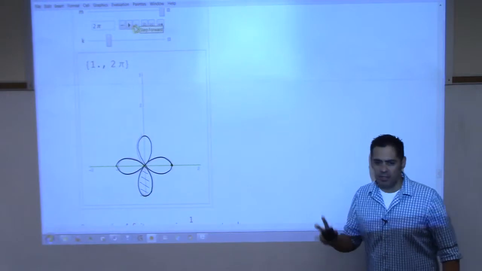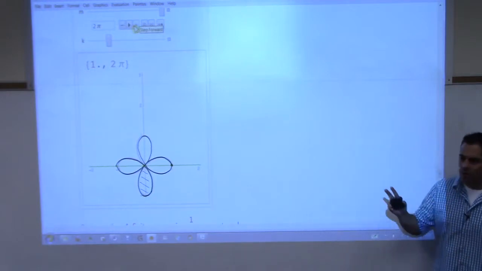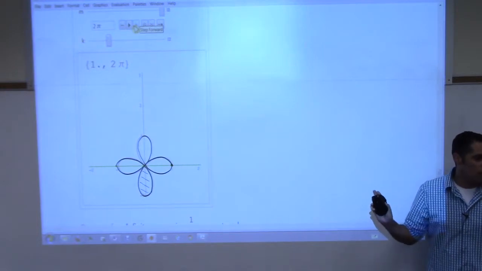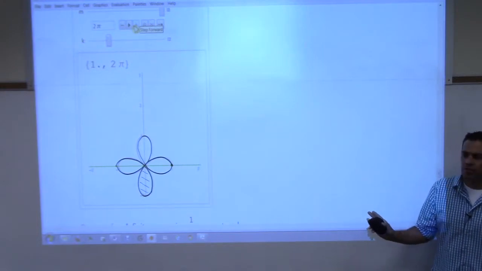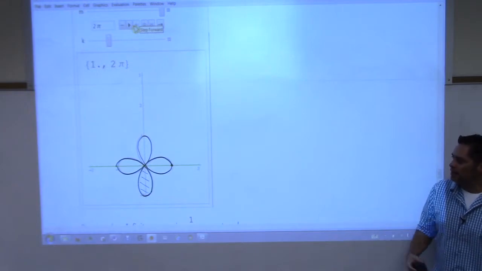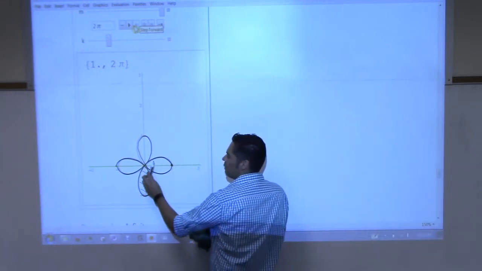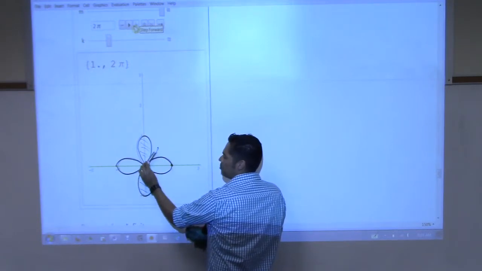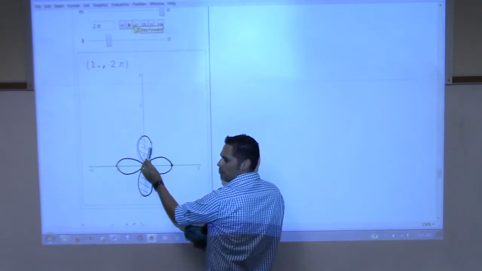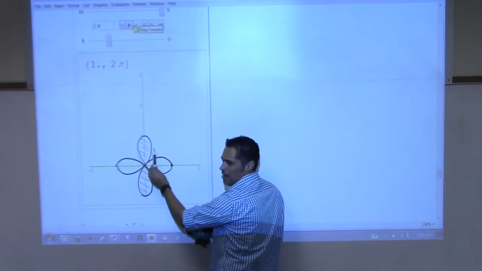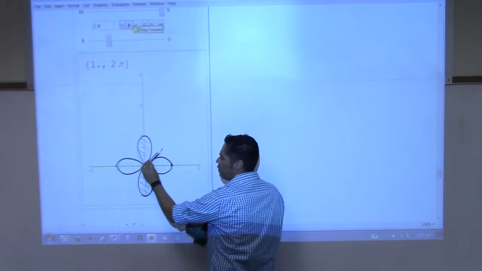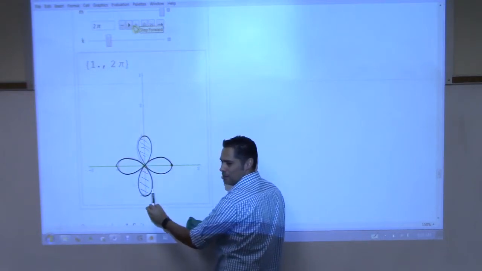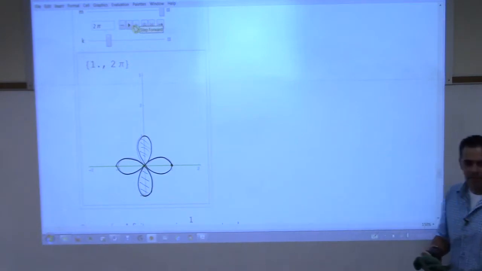What I'm trying to get you to pay attention to right now is that as you run through your values of theta, you have to be very careful and pay attention to where you are on the curve. A lot of people would assume that if I want to draw this piece up here, my theta needs to be between pi over 4 and 3 pi over 4. But that's not what's actually happening. Between pi over 4 and 3 pi over 4, you're actually drawing this piece here. So it's a little bit tricky.